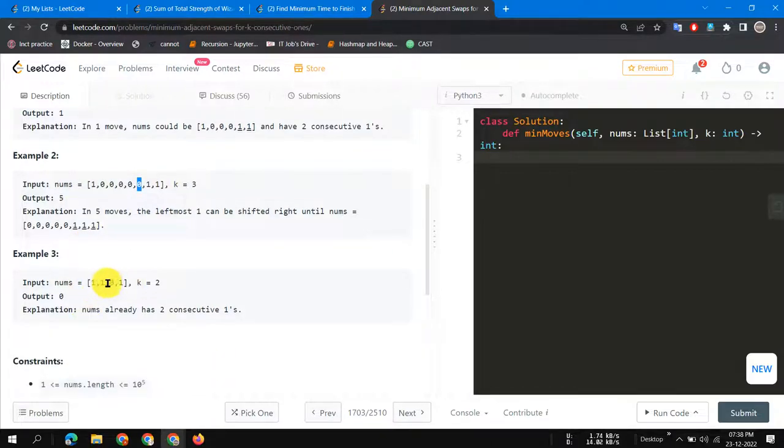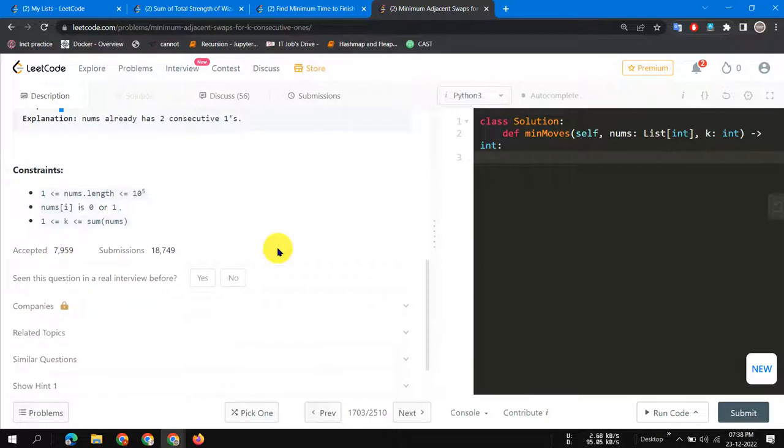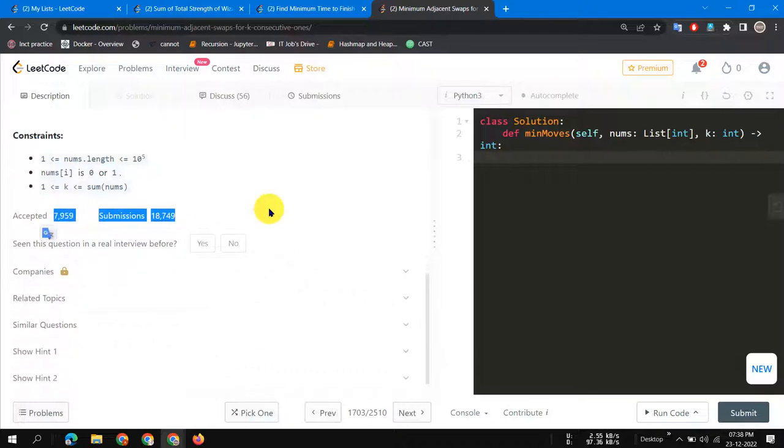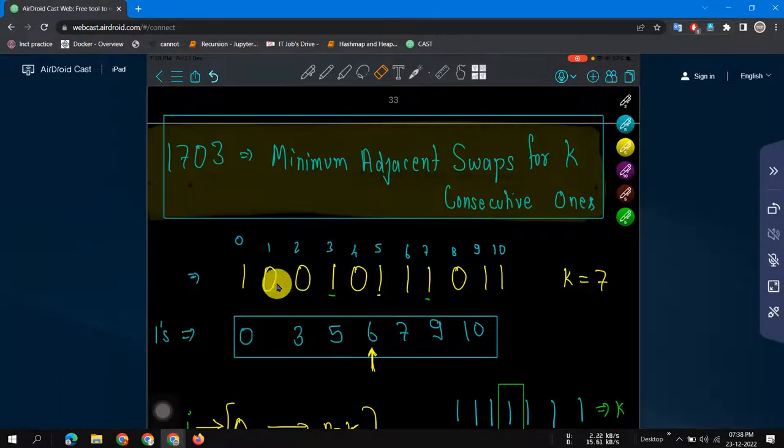And here k equal to 2 means two consecutive ones are required, so there are already two, so the answer is 0, right? And if we see the acceptance rate, it is in fact a very hard problem, as the submission rate tells us, right? So okay, first of all, the problem is easy. I will make sure that this is easier for you, and let's get to the board.